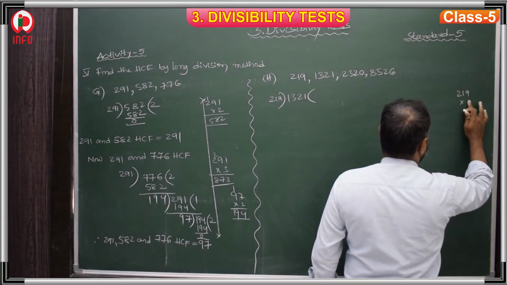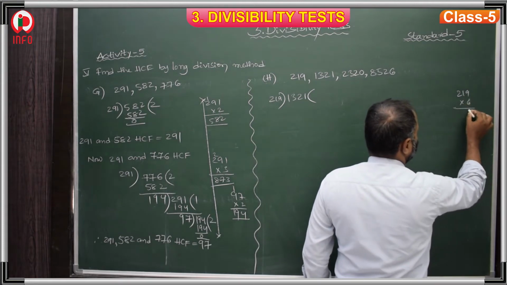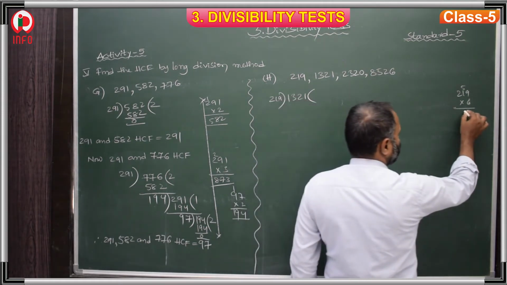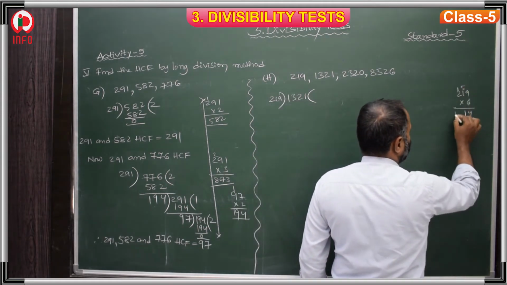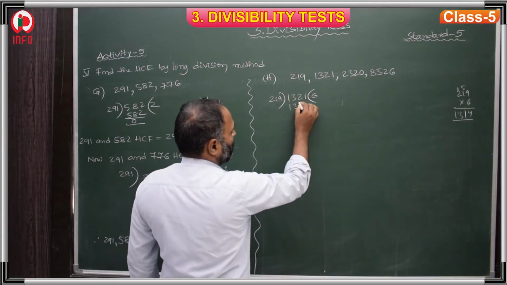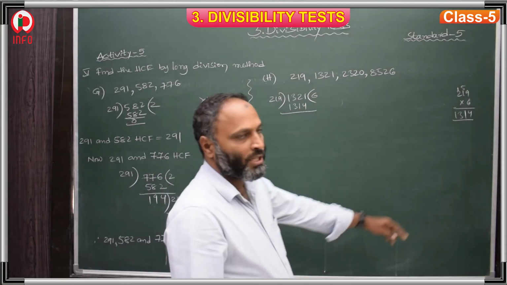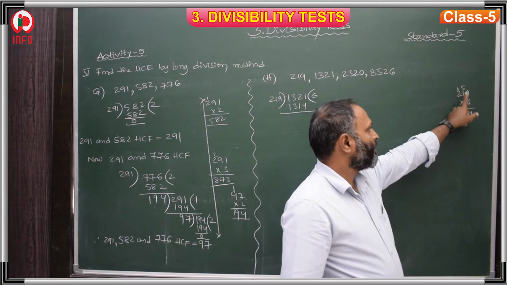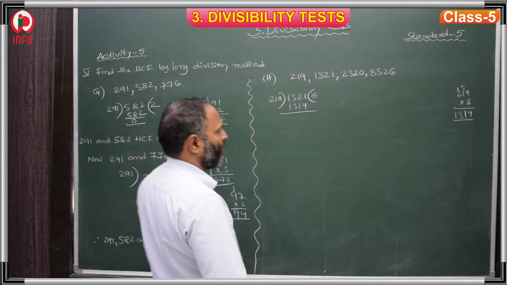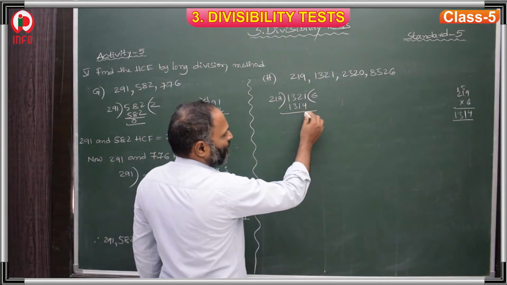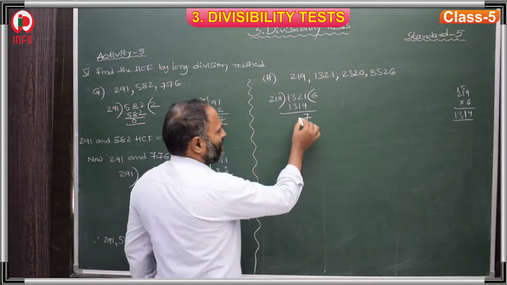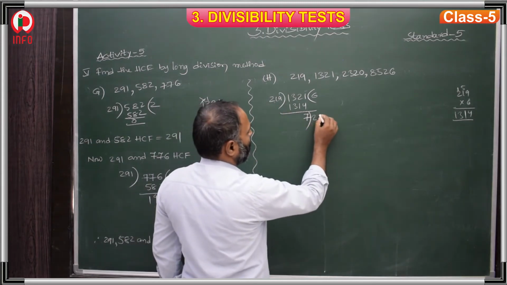then 219 into 3: 6 nines are 54, 5, 6 ones are 6, 6 plus 5, 11. 6 twos are 12, 12 plus 1, 13, 1 3, 1 4. Once again you check: 6 nines are 54, 5, 6 ones are 6, 6 plus 5, 11, 6 twos are 12, 12 plus 1, 13, 1 3, 1 4. Then here 11 minus 4 is 7. Then 1 minus 1 is 0, 7 only. 7 with 219.